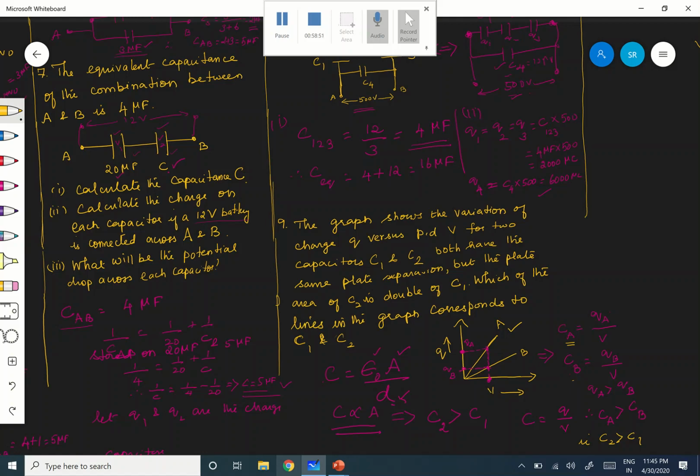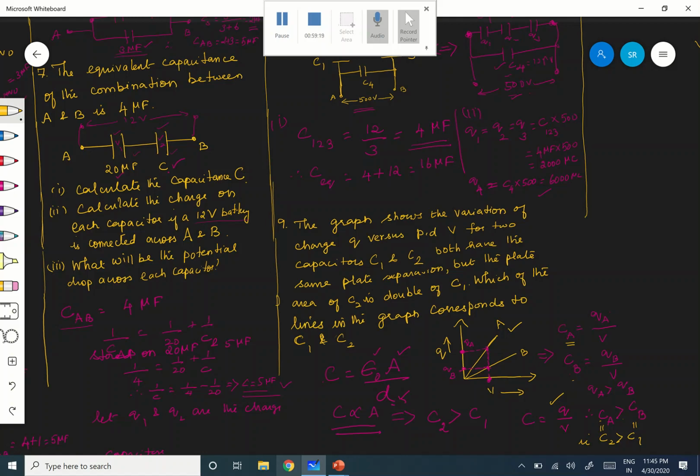The way you take the slope, Q by V, for that, C2 is equal to QA. Therefore, QA is more than QB. Therefore, CA is more than CB. Therefore, CA should be equal to C2, and CB should be equal to C1. Okay, right.